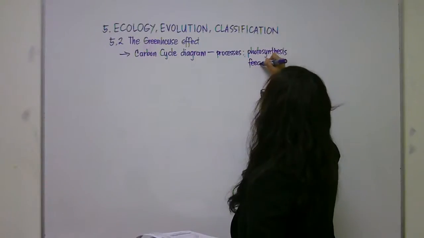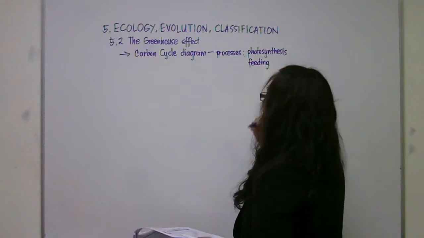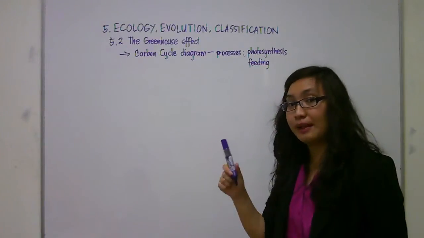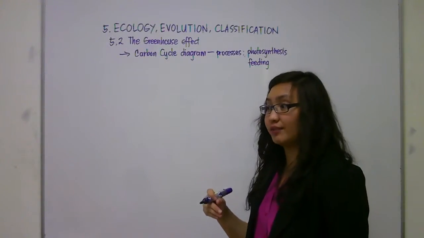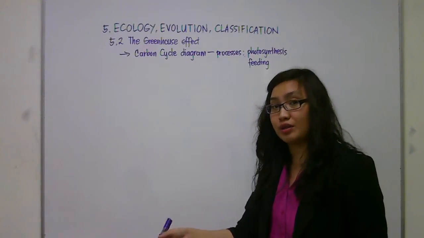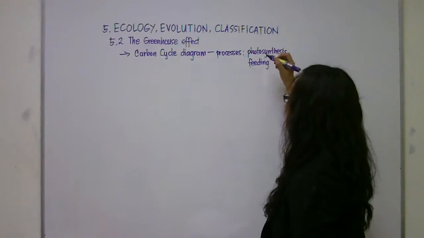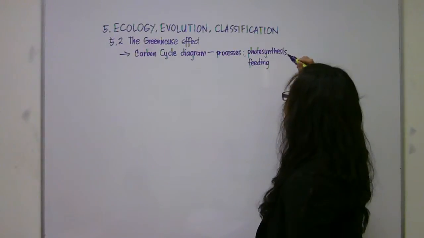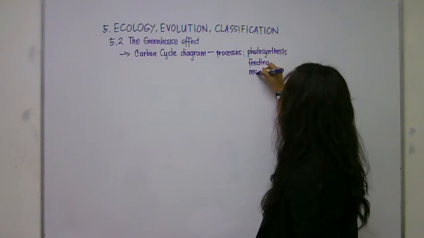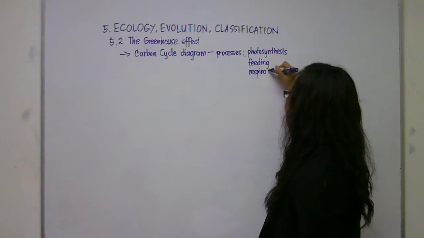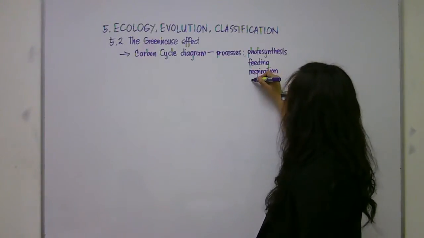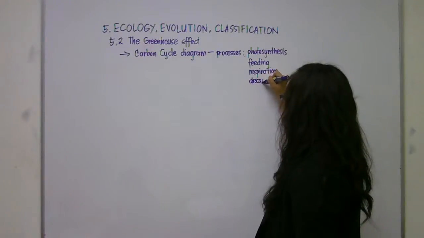feeding. Through feeding, consumers or animals eat the producers or the plants. In that case, there is a transfer of carbon in the form of glucose from the producers to the consumers. Whenever the plants or the animals undergo respiration, they also release carbon dioxide back into the atmosphere.